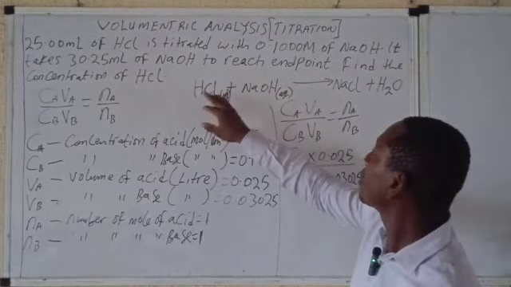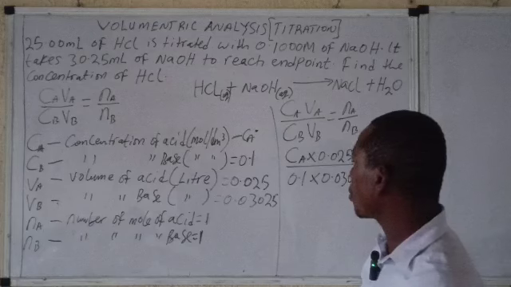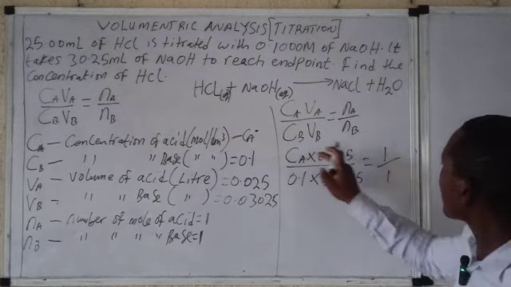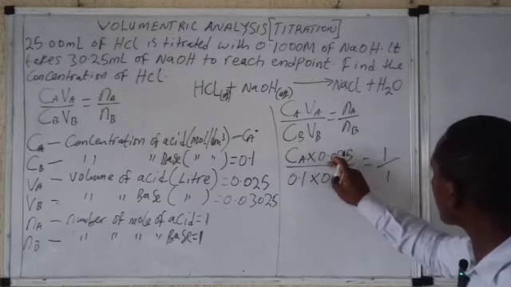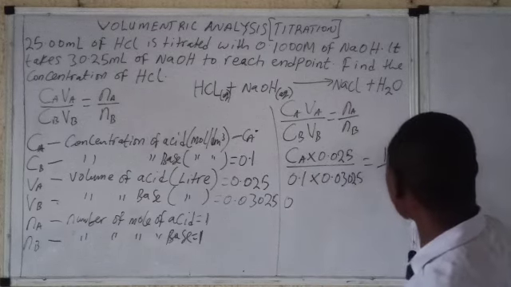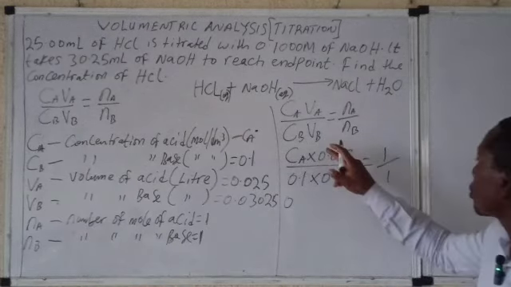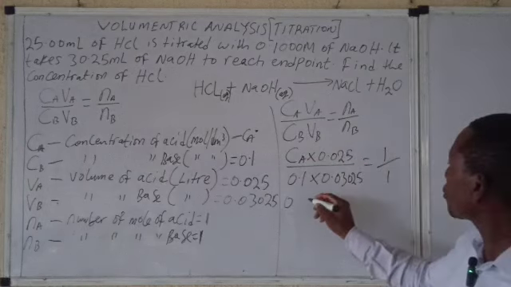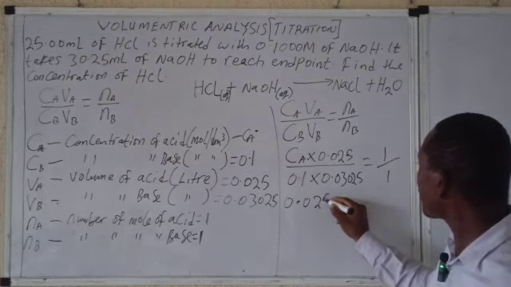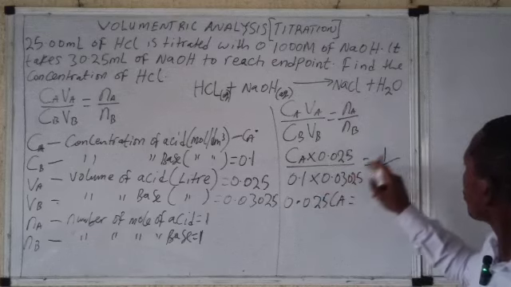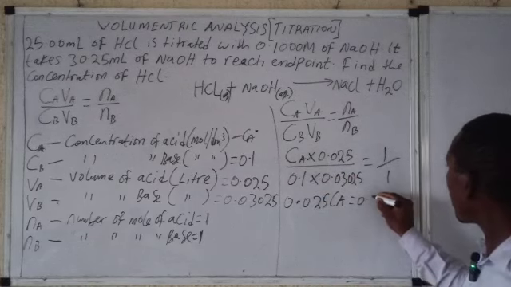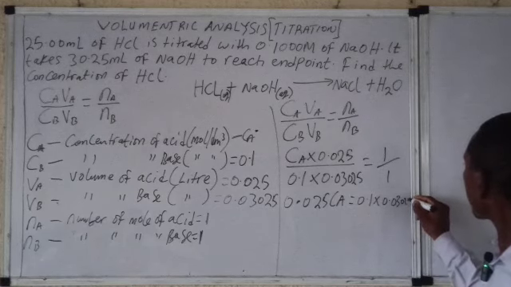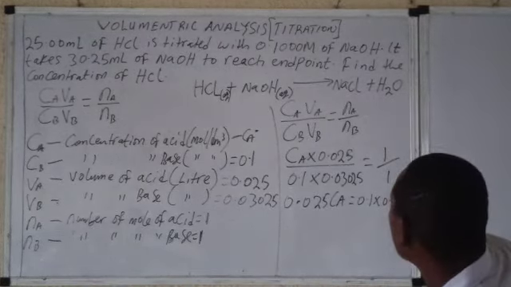One of this reacts with one of this. So this is one, this is one. So you now have 1 over 1. So this times this, this times this, because you have to cross multiply. Please take note of that. So if you want to cross multiply, you use this to multiply this, and use this to multiply this. You have 0.025 Ca. Now, this times this, you have 0.1 times 0.03025. So you can now use your calculator.